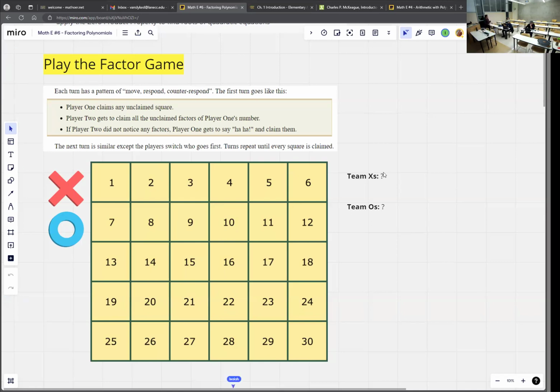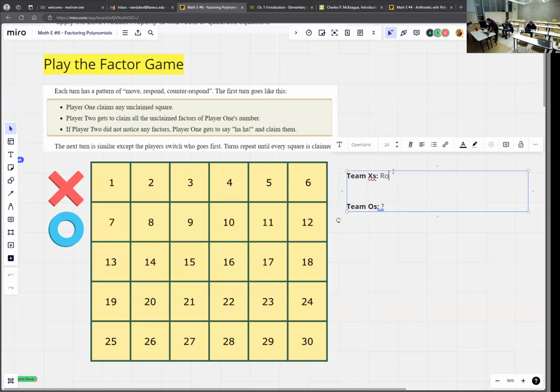Should we do roomies versus zoomies, or do you want different teams? I could just roll some random dice and see who's on which team. People with hats versus people without hats. That's prejudice. Okay, roomies versus zoomies, let's do it. Okay, so team X's, that's the roomies. Team O's.